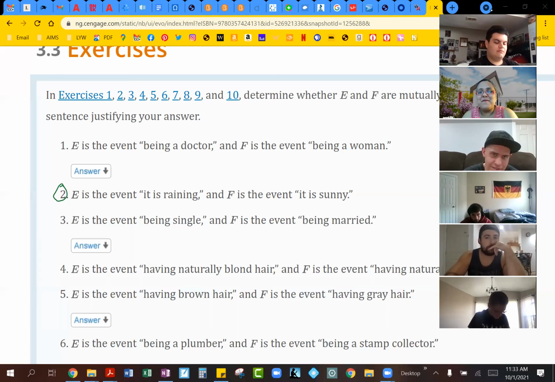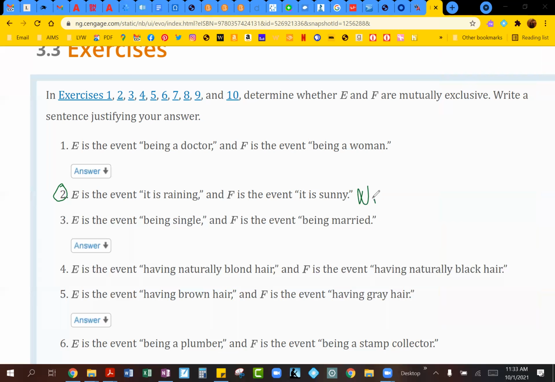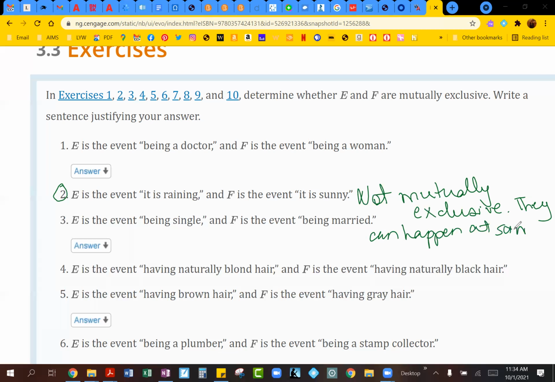Where would rainbows come from, people, if it wasn't sunny and it didn't rain at the same time? They are not mutually exclusive events because it can be sunny. It doesn't have to be bright and cloudless. Definitely you need some clouds, but you can still have some clouds, not a completely cloudy sky, and you can still get some rain. So this is not mutually exclusive because both can happen at the same time. So that's our reasoning for this one.